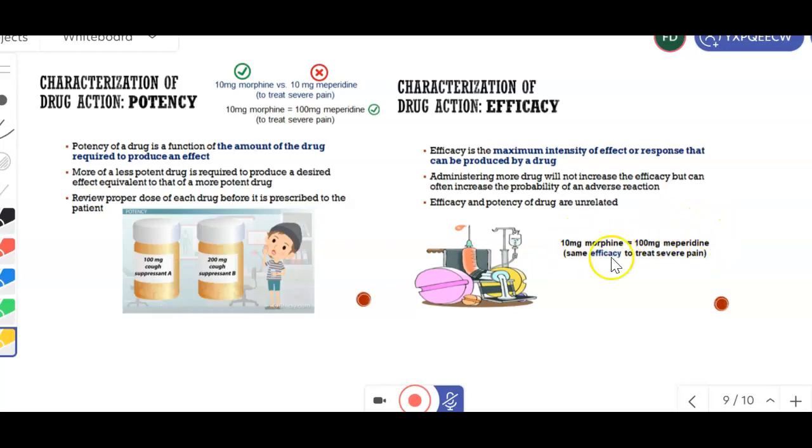So no more than 100 milligram, no more than 10 milligram. Basically, this amount and this amount has the same effect. It will work just as well to treat severe pain.